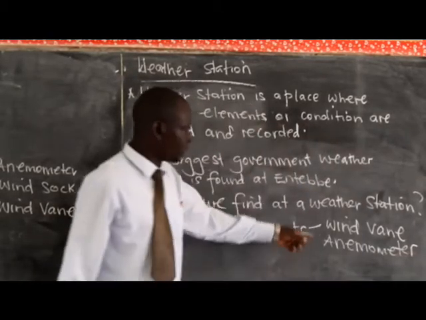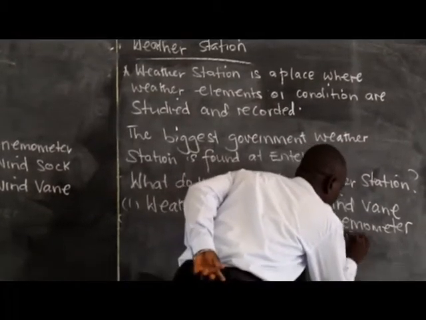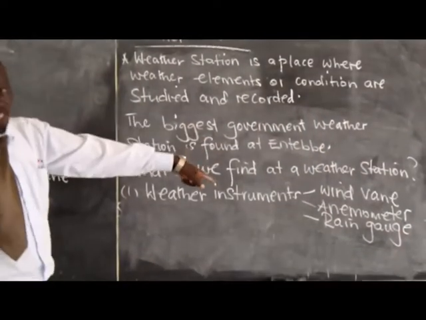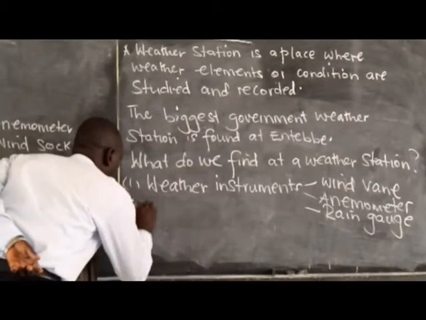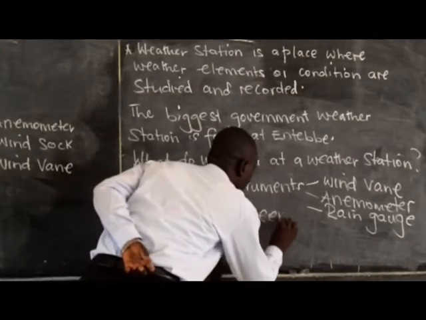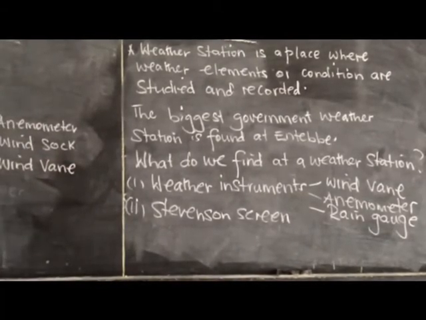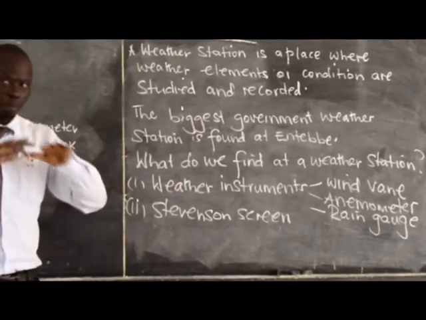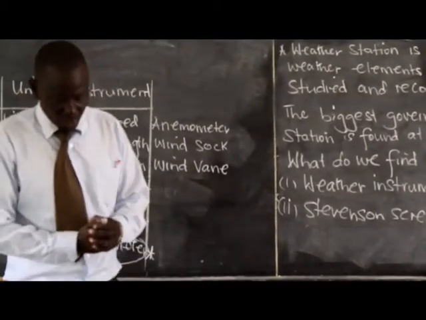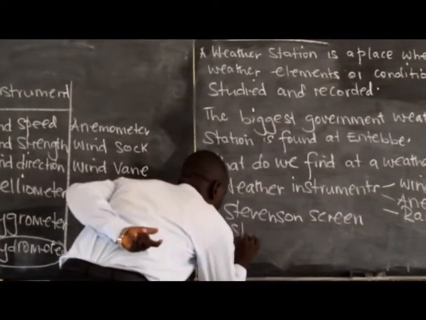You said an anemometer is used to measure the speed of wind. You can get there, for instance, a rain gauge, which is used to measure the amount of rainfall. So those are some of the instruments. Then you will get there what we call a Stevenson screen. Now, what is this Stevenson screen, for instance? Now this is a box. At school we may be having it. So we say it is a wooden box used to keep delicate weather instruments. So let's say a Stevenson screen.